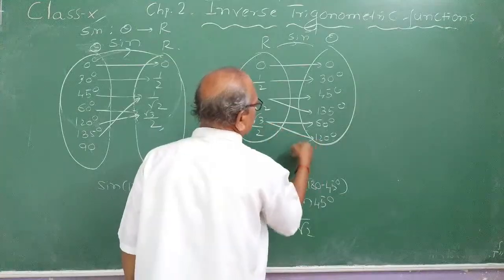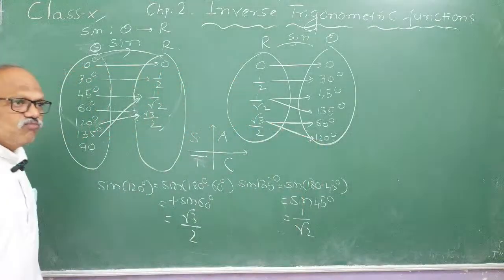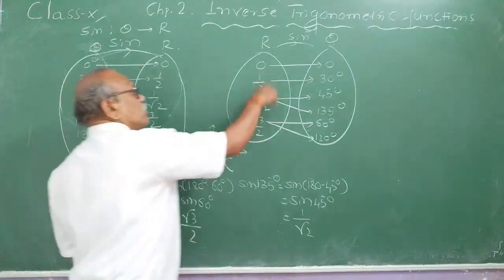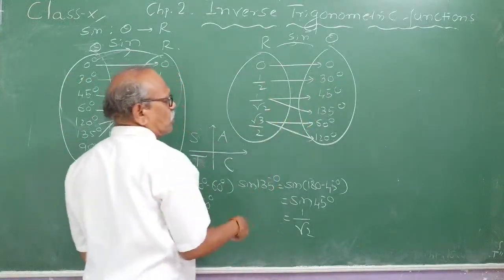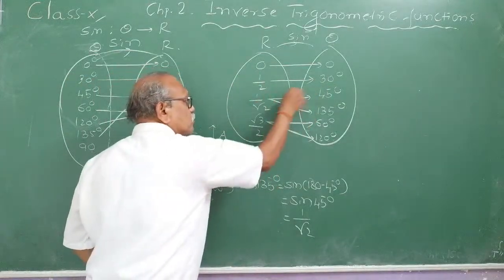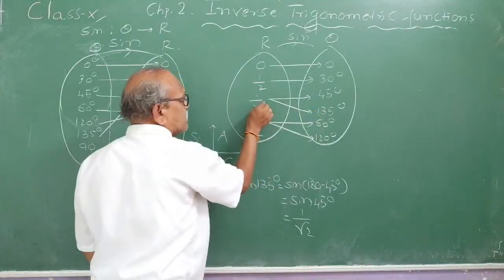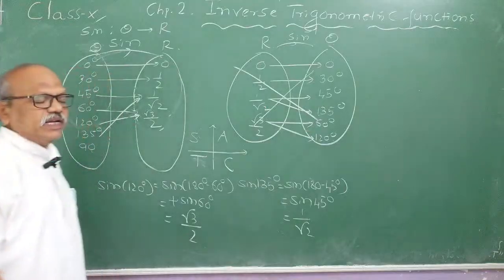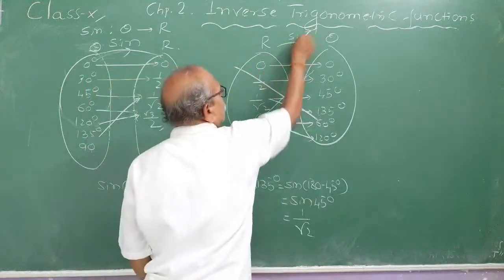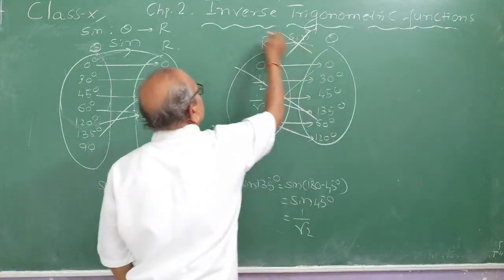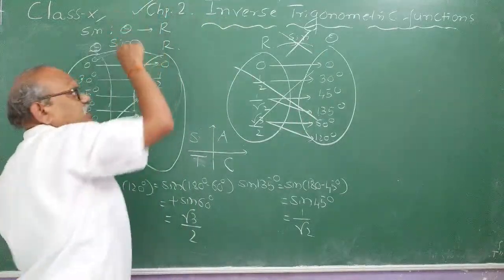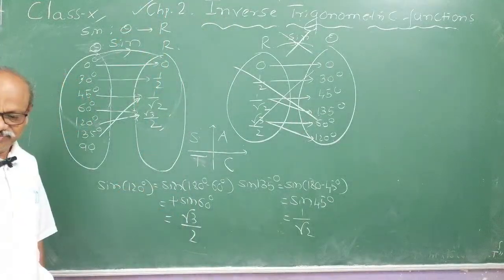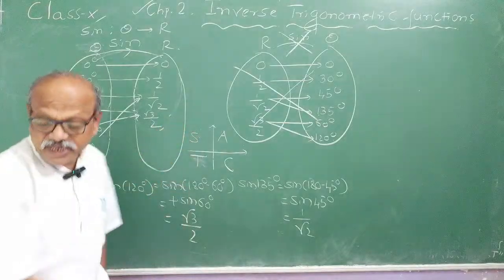Observe, what is the condition for existence of the function? Every element of the domain should have unique image. No element of the domain should have two or more images. Now this second condition fails. Therefore, strictly speaking, inverse trigonometric function does not exist. Then how to learn this inverse trigonometric function? Strictly speaking, it is impossible.